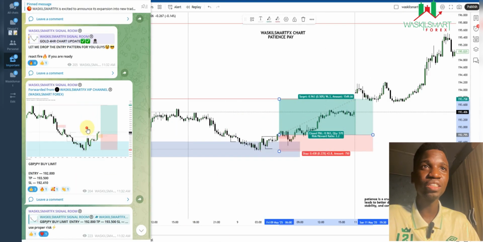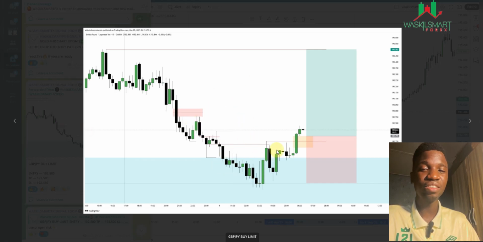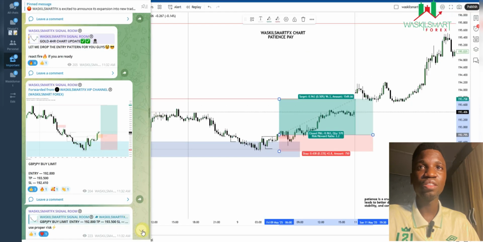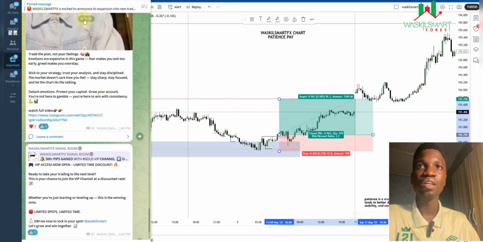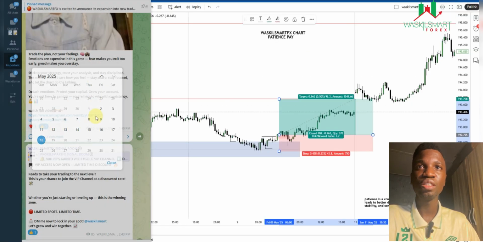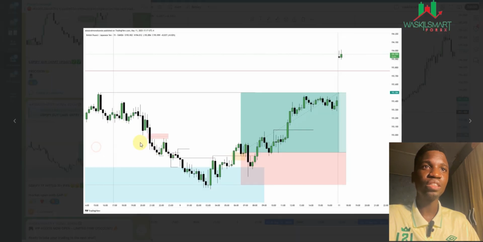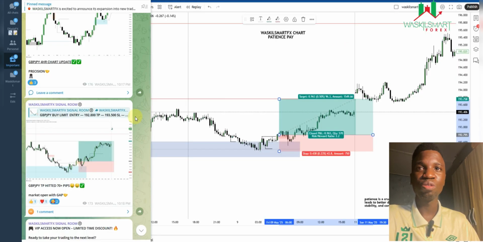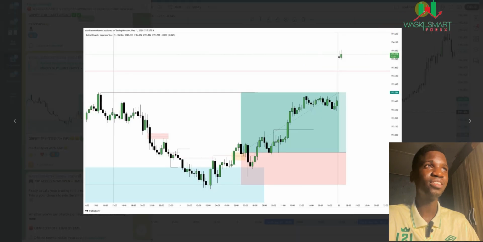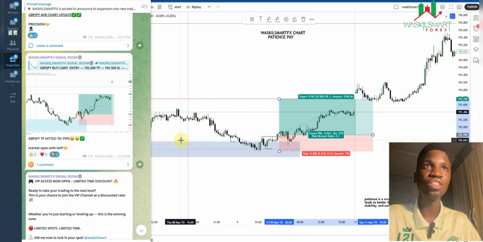Okay, this is the market here. You can see the whole trade here. You can see that it's the same pattern, the same analogy I used here, and this is where market hits the take profit. You can see how market hit the take profit. So that's it, that's just about the trade.